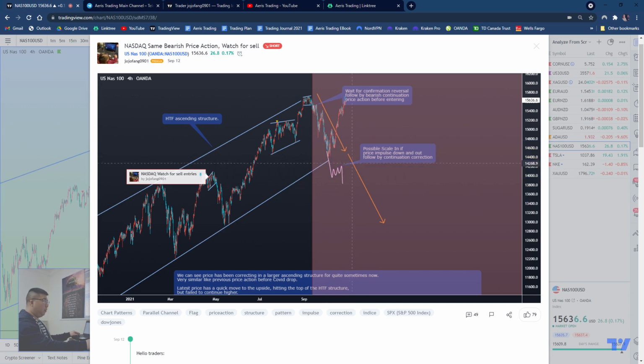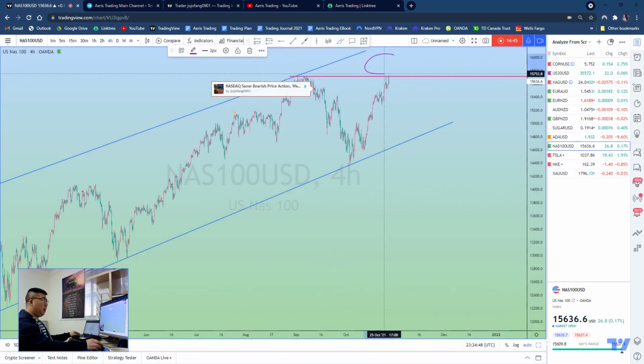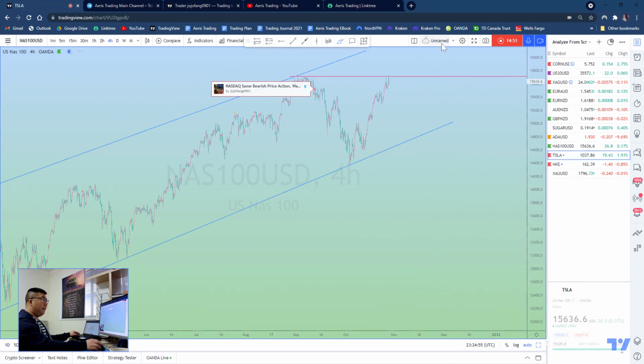We didn't break out and continue, and we make another move back up. But all that's showing us is that we're just right back up at the double top here, and we're still going to look for a possible sell if the market gives us that opportunity.